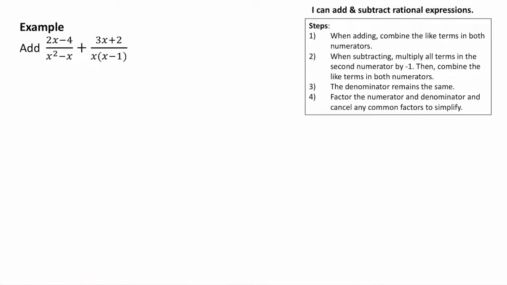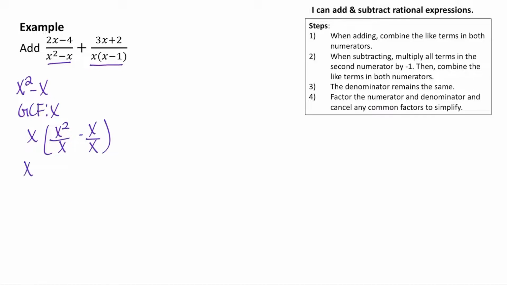So now let's try adding these two expressions together. So at first glance, you may think that they don't have a common denominator. But if we actually look at that x squared minus x, notice that the x times x minus 1 is just the same denominator written in factored form, right? Because these two terms have a GCF of x. So if I factor out the x, I have x squared over x minus x over x. And so that gives me x times x squared over x is just x, minus x over x is 1.